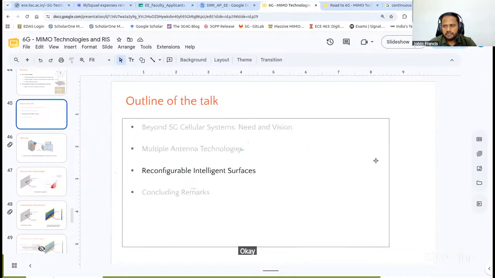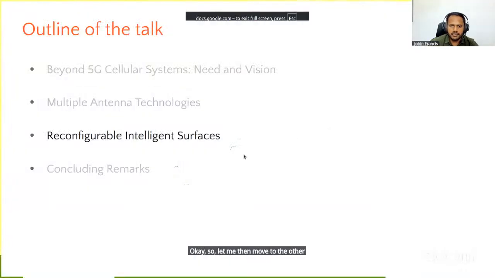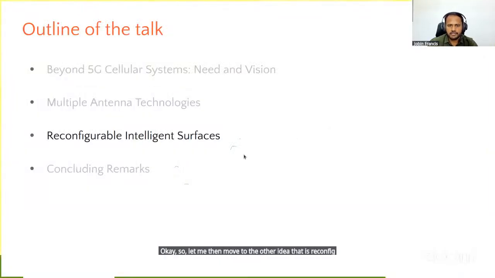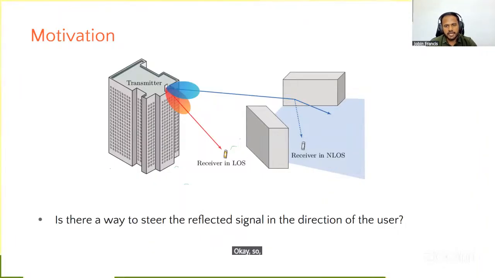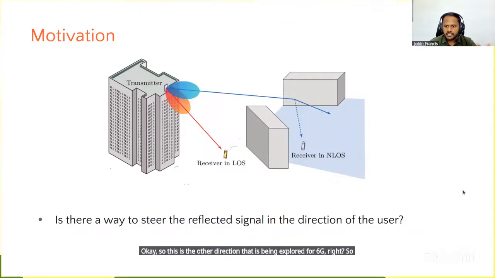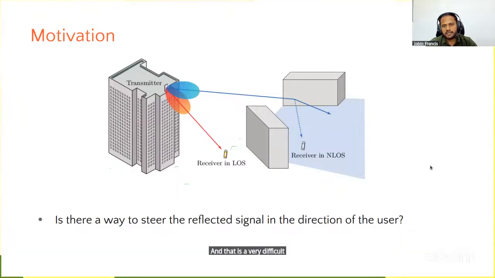Okay, so let me then move to the other idea, that is reconfigurable intelligent surfaces. This is the other direction that is being explored for 6G, right? So I mentioned in the beginning ubiquitous coverage, that is you don't want any coverage issue anywhere in the network. And that is a very difficult problem to solve, correct?